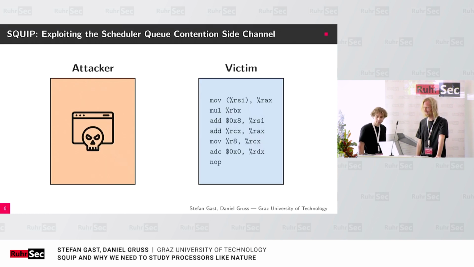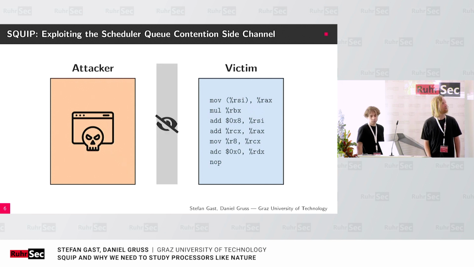Why do we want to do that? Suppose we have an attacker and a victim. Both of them run on the same physical core, but on different hyperthreads. And the attacker has no architectural access to the victim. But the attacker wants to observe when the victim performs certain operations. In our case, we are interested in multiplications, so that we can later on break stuff like square and multiply. How do we do this?